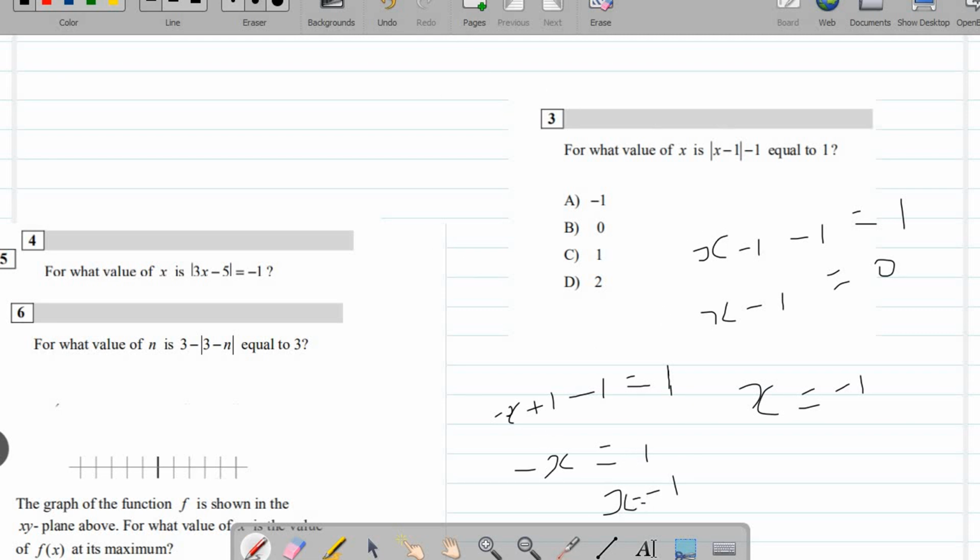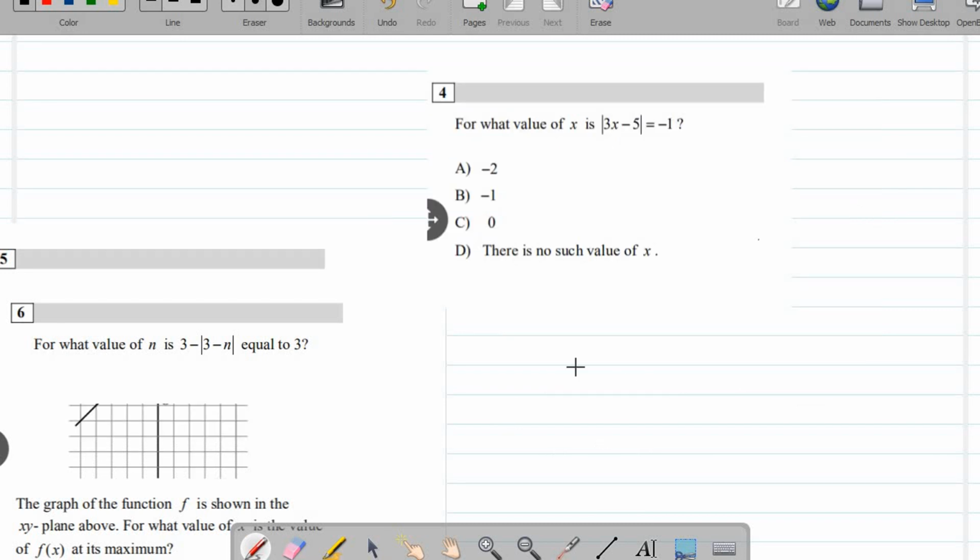So let's go forward with this next one. Next one is for all values of x is the absolute value of 3x minus 5 equal to minus 1. All you need to do, same thing, you go 3x minus 5 equal to minus 1. Move minus 5 to the side: minus 1 plus 5 is 4. So we have 3x equal to 4, so x equal to 4 over 3.